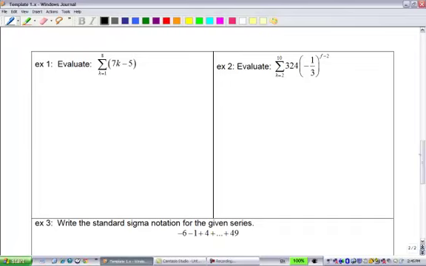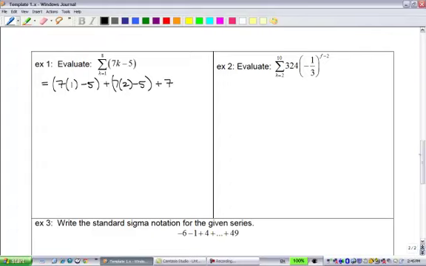So we have a couple examples here of sigma notation. We're going to write out the first couple terms. Again, let's make sure that we are consistent with writing out at least three terms, so that we can tell whether the series is arithmetic or geometric or neither.